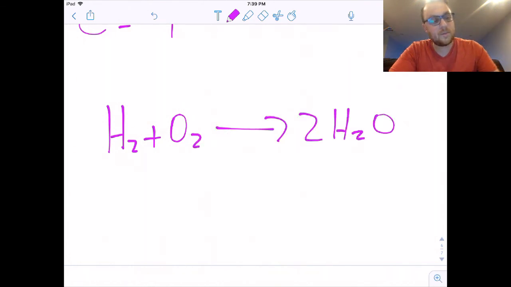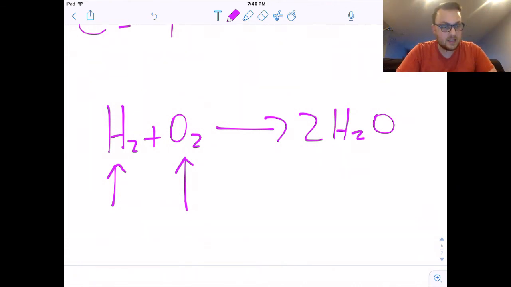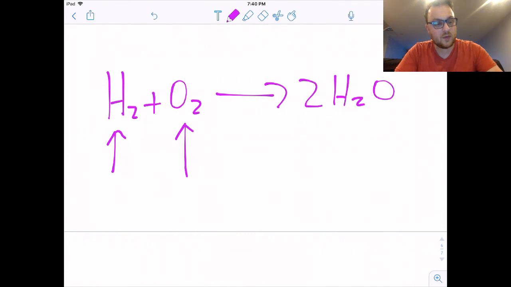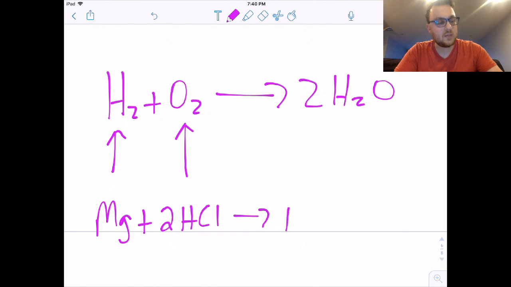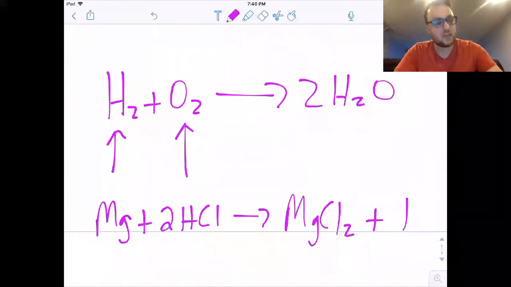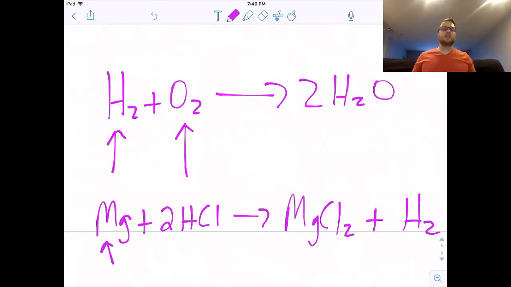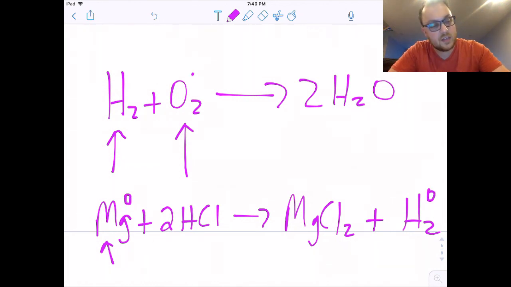First important point: when an atom is bonded to itself and nobody else, if it only exists by itself, for example, in Mg plus HCl makes MgCl2 plus H2, the charge on all of them is always 0. So when an atom is alone, or only bonded to itself, its charge is 0.